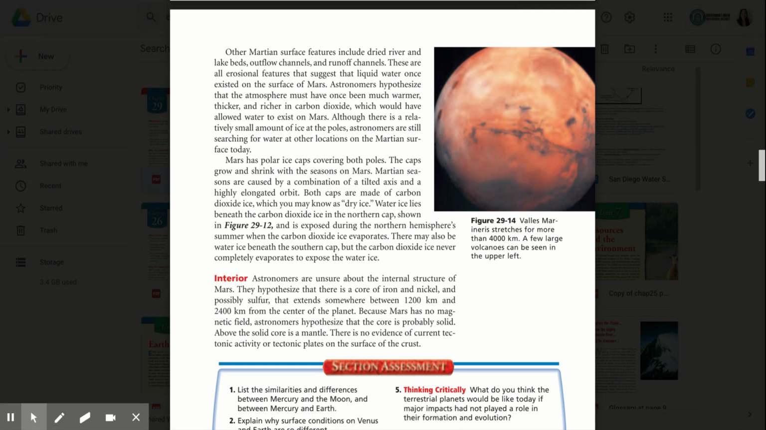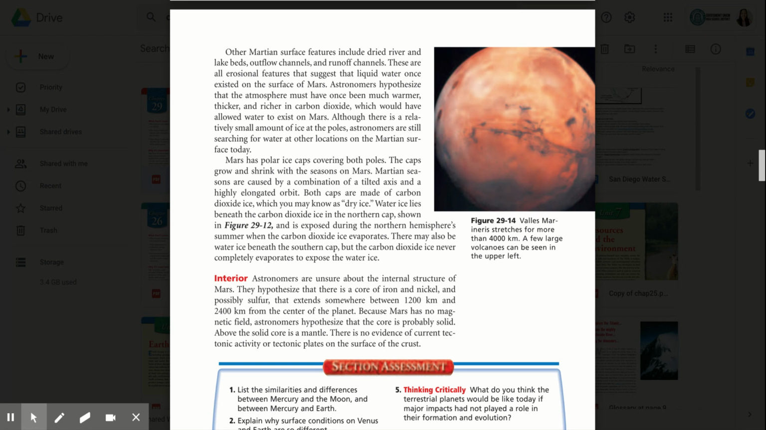Mars has polar ice caps covering both poles. The caps grow and shrink with the seasons on Mars. Martian seasons are caused by a combination of a tilted axis and a highly eccentric orbit. Both caps are made of carbon dioxide ice, which you may know as dry ice. Water ice lies beneath the carbon dioxide ice in the northern cap, shown in Figure 29.12, and is exposed during the northern hemisphere summer when the carbon dioxide ice evaporates. There may also be water ice beneath the southern cap, but the carbon dioxide ice never completely evaporates to expose the water ice.